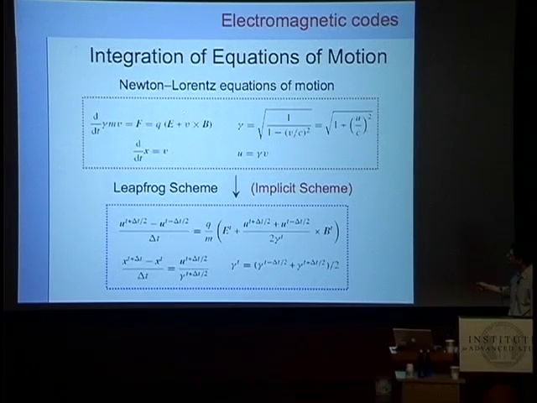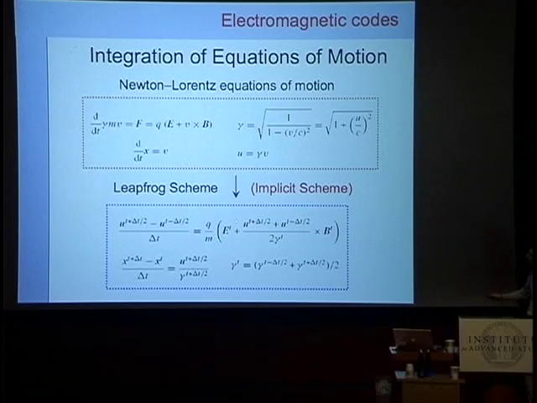So this is the momentum of the particle. And if you just try to naively discretize this, you will find that your equations are kind of implicit. So this is what happens. Let's say you want to do the leapfrog evolution. And let's call u as gamma v. Then the time derivative will be the u at half forward time step minus half backward time step.